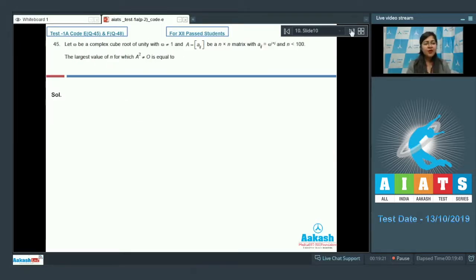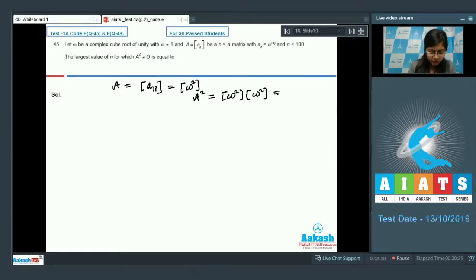Next is question number 45, which says that let omega be a complex cube root of unity with omega not equal to 1 and A equal to aij be an n cross n matrix with aij equal to omega raised to i plus j, and n is less than 100. Then the largest value of n for which A square is not equal to 0 matrix is. So let's first find A for a 1 cross 1 matrix. So this is equal to omega square. So we can say A square is not equal to 0.